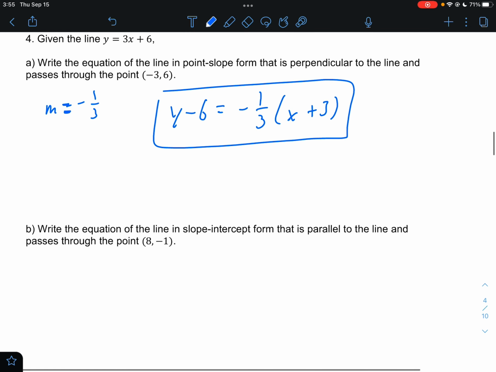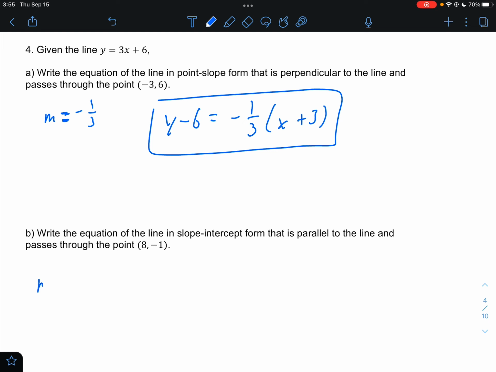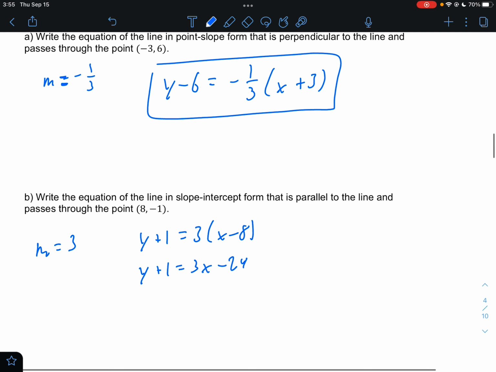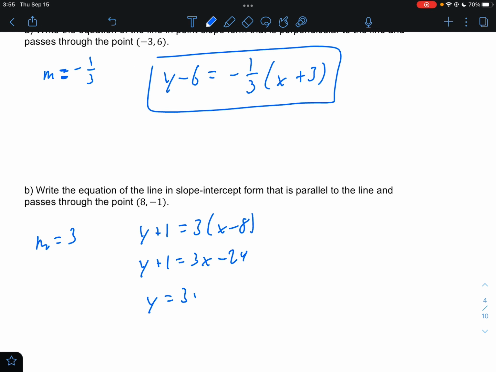For B, now we're using slope-intercept form, and now we're going to be parallel. So our slope here is going to be 3. Even though it says slope-intercept, we're going to start in point-slope. So y plus 1 equals 3 times (x minus 8). Now to get this into slope-intercept, we're going to distribute the 3 and subtract the 1.